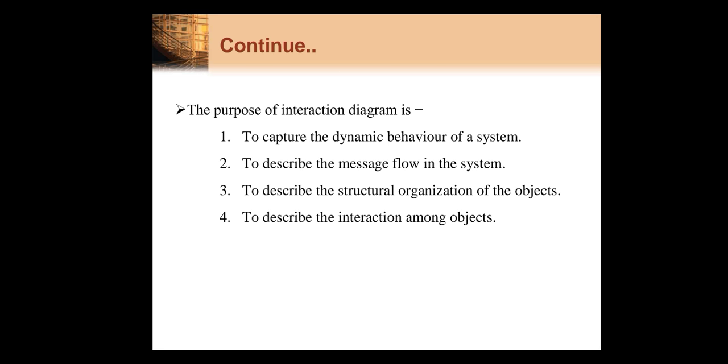Then the third purpose of the interaction diagram is to describe the structural organization of the objects with the help of the collaboration diagram, which focuses on the structural organization of the objects. And the last purpose of the interaction diagram is to describe the interaction among the objects, how the interaction takes place between the objects, which is represented with the help of the interaction diagram.